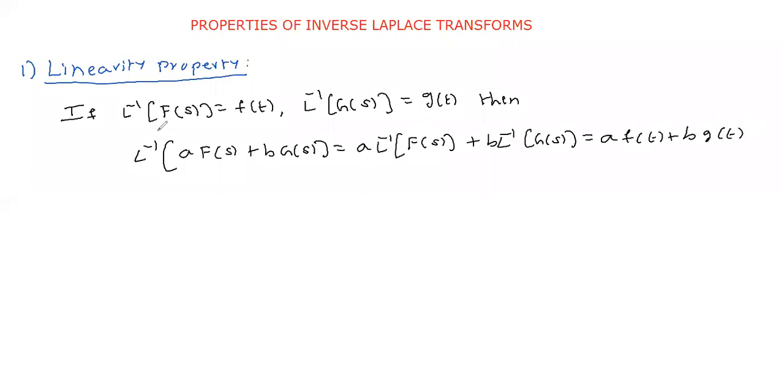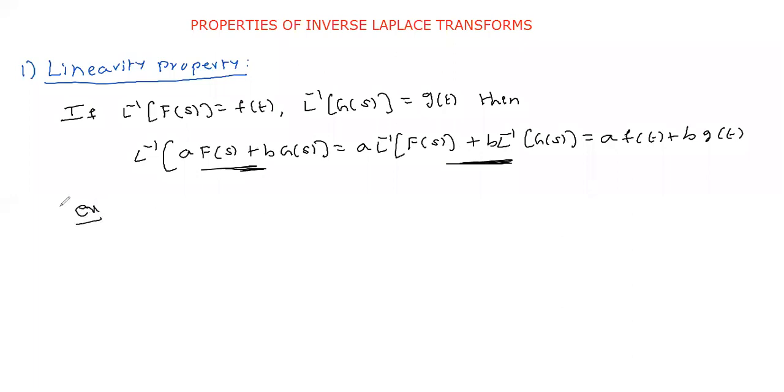So what it says: L inverse of a linear combination is nothing but a linear combination of L inverse. You see that? An expression of this form is nothing but a linear combination. Do you agree?